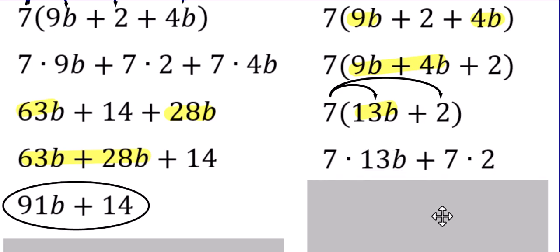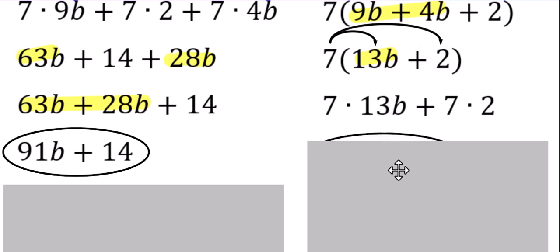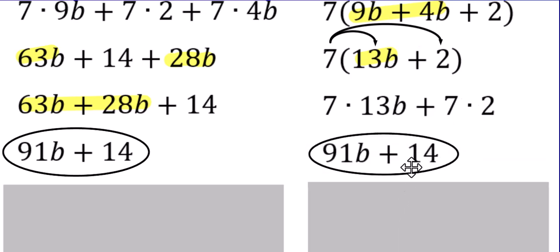Now, again, we started to skip this next step as we worked through it, but I'm still showing it here so you can see where we get our values from. 7 times 13b gets us 91b, and 7 times 2 is 14. So like the last question, you can see that we get the exact same solution, just approaching the problem in two different ways.